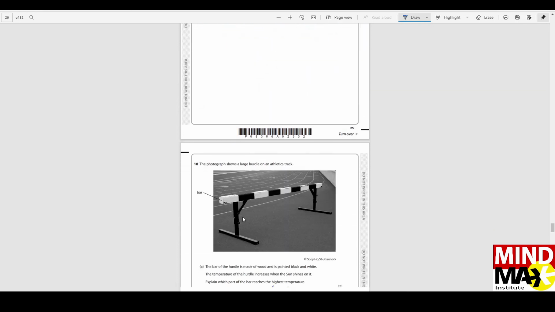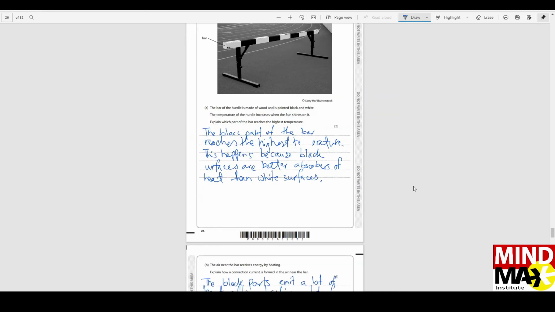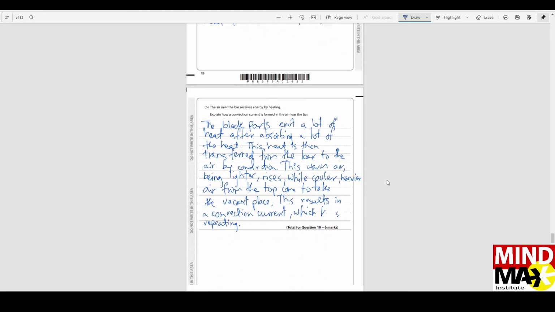That's it. Then number 10, the bar of the hurdle is made of wood and it's painted black and white. The temperature of the hurdle increases when the sun shines on it. Explain which part of the bar reaches the highest temperature. So the black part of the bar reaches the highest temperature. This happens because black surfaces are better absorbers of heat than white surfaces. That's something we know from radiation, that black surfaces are always better absorbers of heat than white surfaces. That is why the black part of the bar will reach a higher temperature when exposed to the sun.